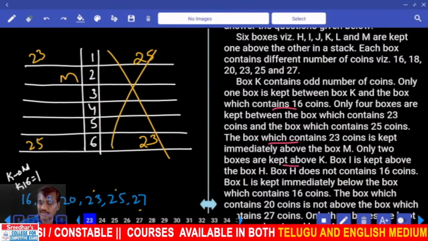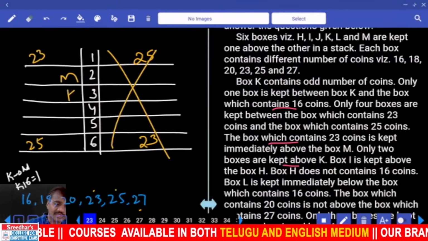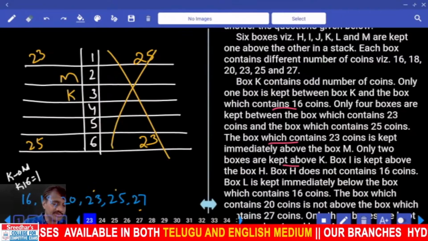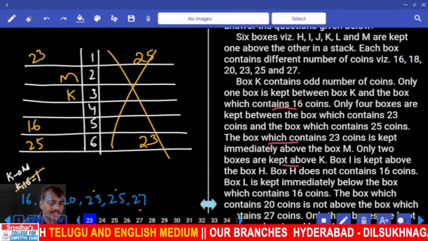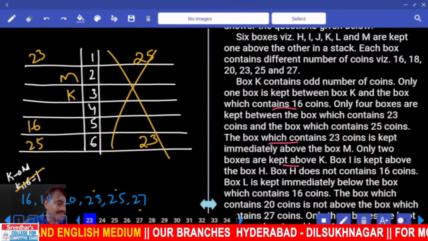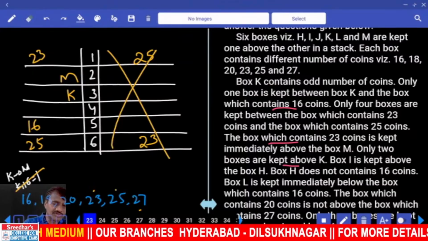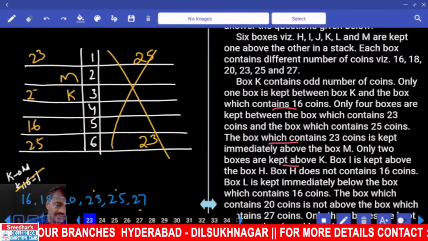And only 2 are kept above K. K is here. Now between K and 16 there must be exactly one box. Now this has been done. K has an odd number of coins, and 23 and 25 are not possible, hence it must be 27, the highest.